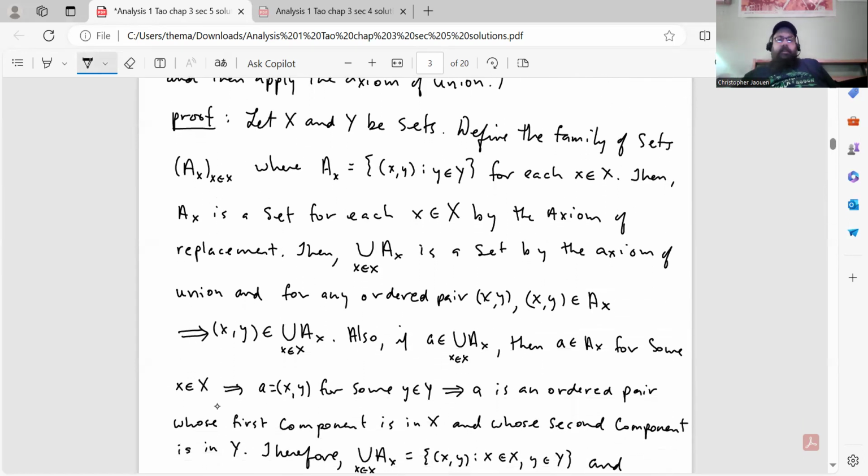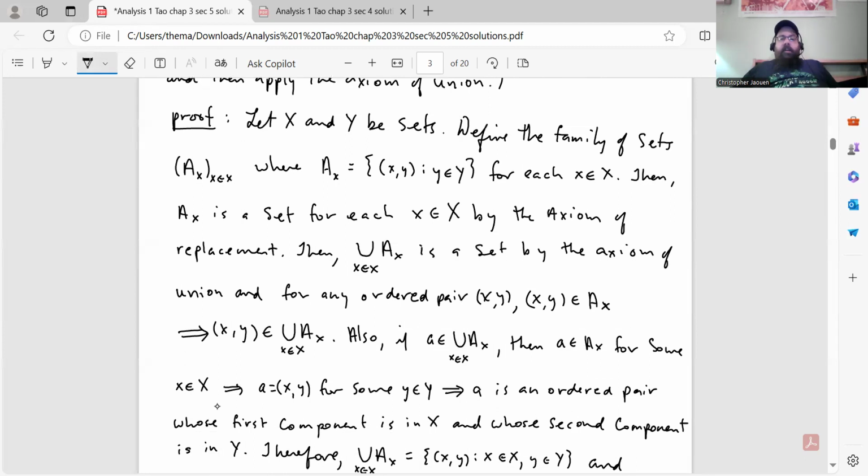All right, so here's my proof. Let X and Y be sets. Define the family of sets A_x, where x is in X, where A_x is the set that he talks about above. So the set of ordered pairs (x, y), where y is an element of Y, for each x in X. Then A_x is a set for each x in X by the axiom of replacement. Then the union of all the sets A_x for x in X is a set by the axiom of union.